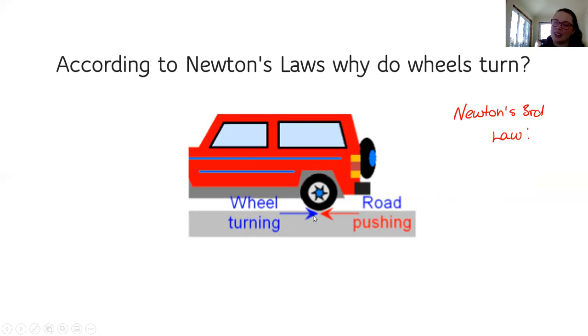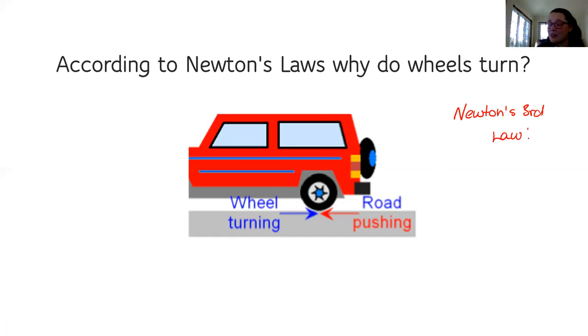So when the wheel turns and it pushes on the road, remember Newton's third law? It says for every action, there's an opposite reaction. That road pushes on the wheel, and that pushing against each other is what causes the wheels to turn. That's what keeps the vehicle in motion. So this is Newton's third law. There's equal and opposite reaction forces. So the wheels push on the road and the road pushes on the wheel, which pushes the vehicle forward.